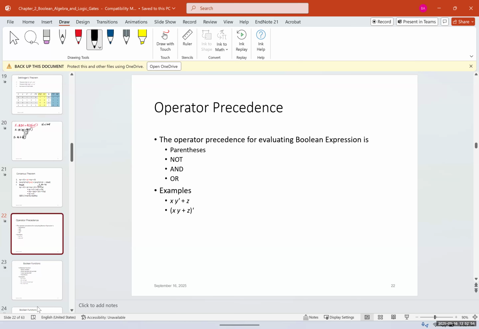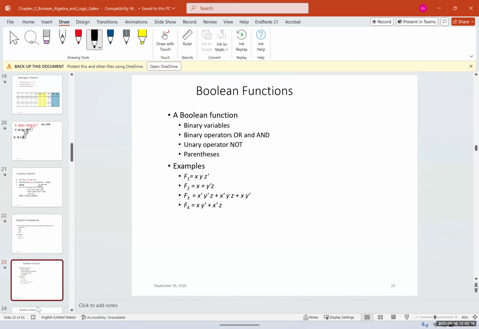Now, a note here is the operator precedence. The operator precedence for evaluating a Boolean expression is first the parentheses, then the not, then the and, and then the or. So for example, if we have x y prime plus z, or x y plus z prime. And I'll give you some more examples.